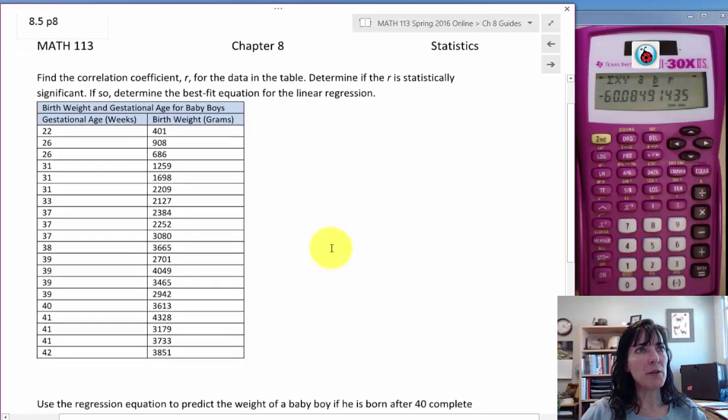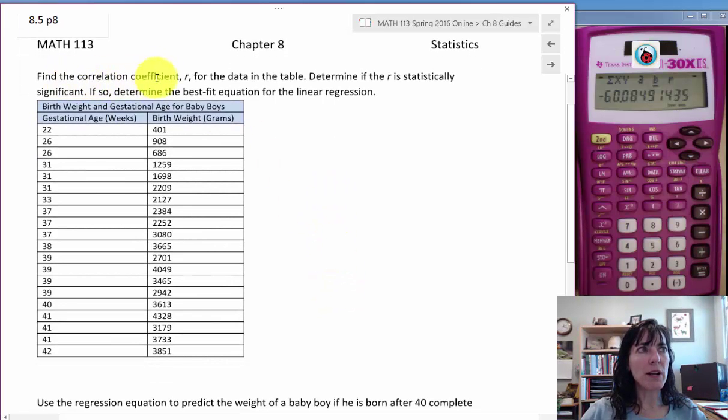All right, here's some data for us to try out. We want to find the correlation coefficient R for the data in the table, and then figure out if R is statistically significant. If it is, then we want to go ahead and write down the best fit equation for the linear regression. Okay, so we need to enter all this data into the calculator and then find R, decide if it's significant. If it is significant, then we write out the equation.